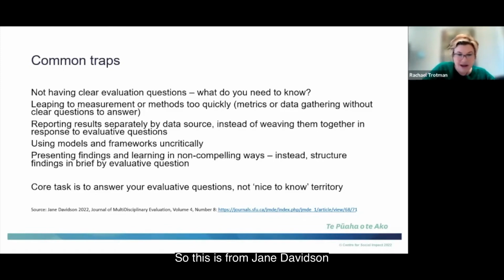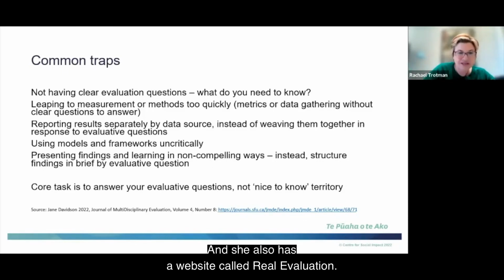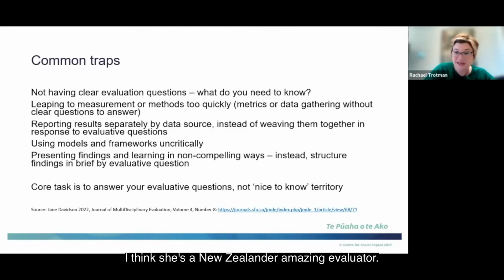So this is from Jane Davidson, helpful article she wrote there. And she also has a website called Real Evaluation, I think. She's a New Zealander, amazing evaluator. It's worth looking at her website.